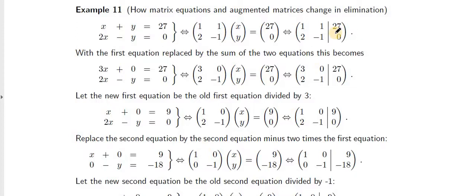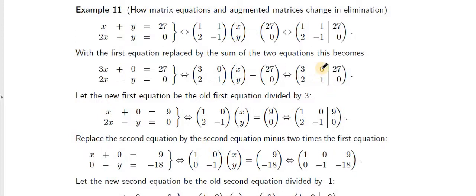Notice each step what he's doing is he is replacing equations in the system with what you could call a linear combination of the equations. For instance, here he says the first equation is replaced by the sum of the two equations. And this does not change the set of solutions, but it does make the matrix easier. The more zeros in the matrix, the better. In particular, the more zeros in the matrix to the left of the bar, the better. And we'll see why that's true.